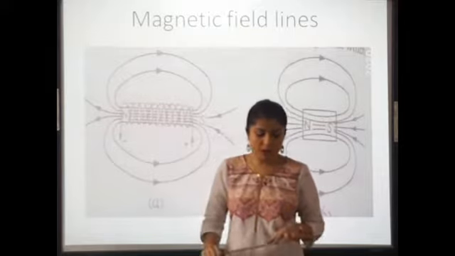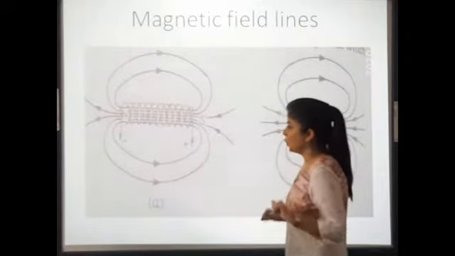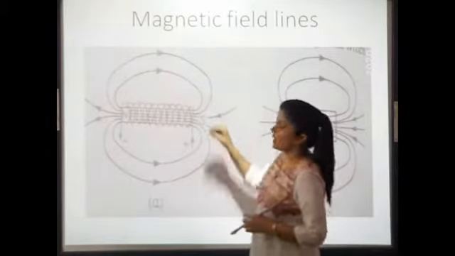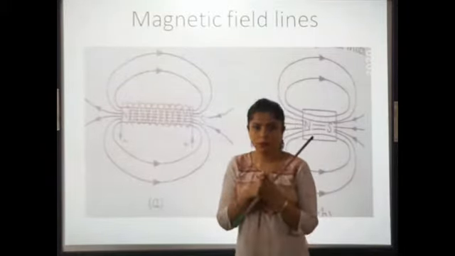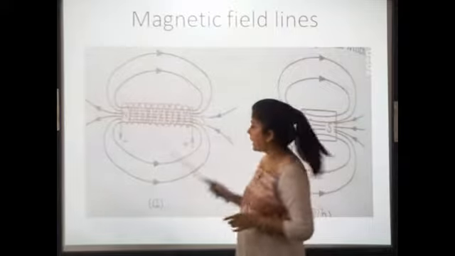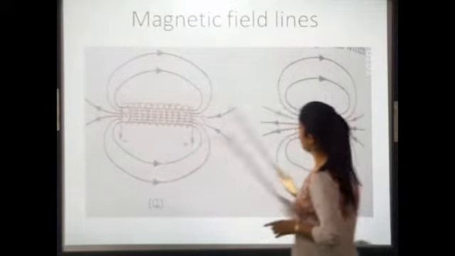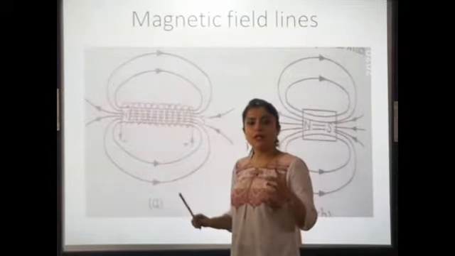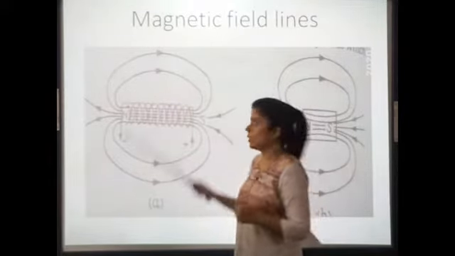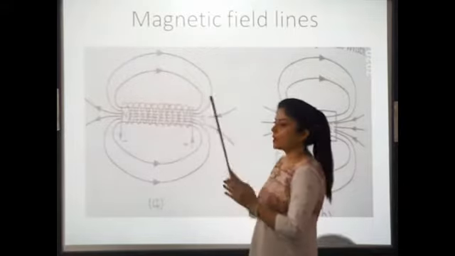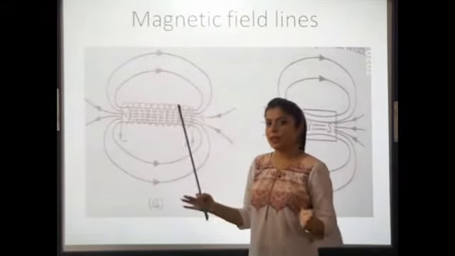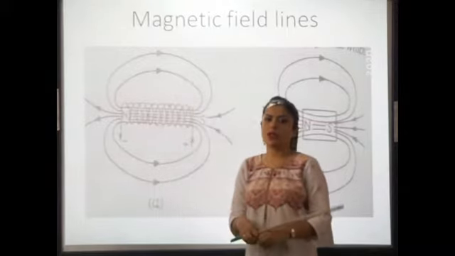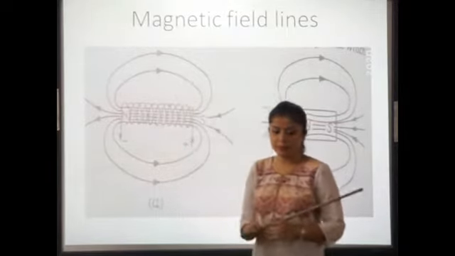The third point: fields are stronger near the poles. You can see that over here. At the poles, the magnetic field lines are very close to each other, so the magnetic field at the poles is strong. As we move away from the poles, the field strength will decrease, where the magnetic field lines are separated by more distance. Wherever the lines are compact, the strength of the magnetic field is greater.